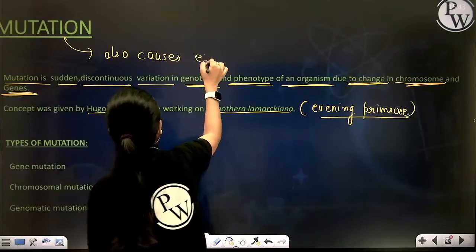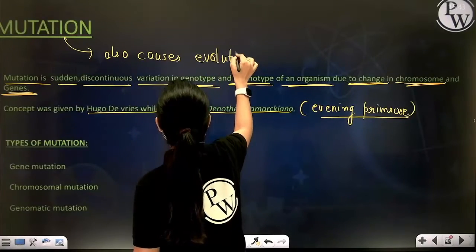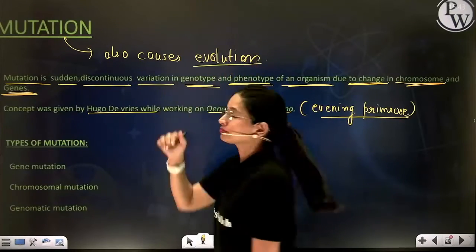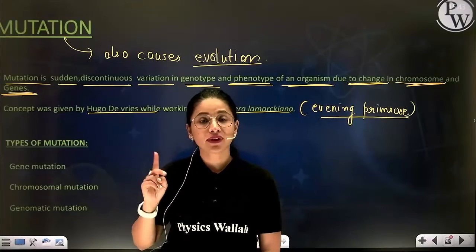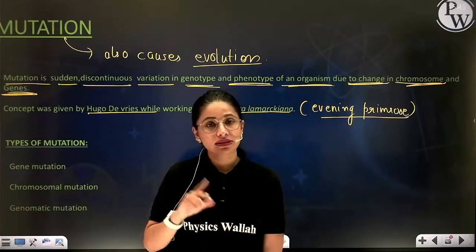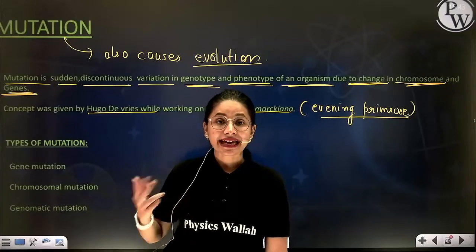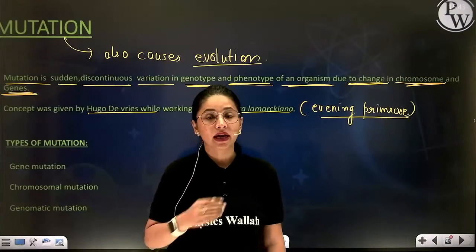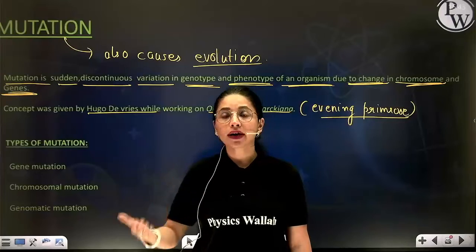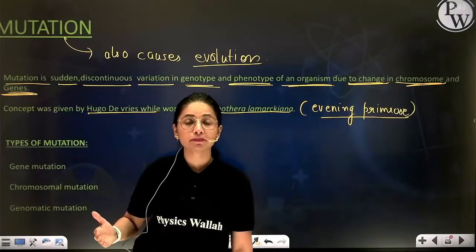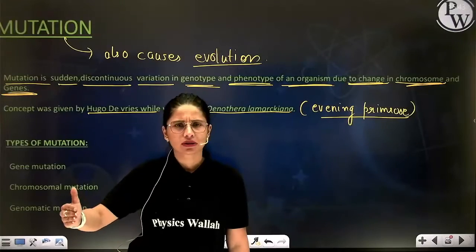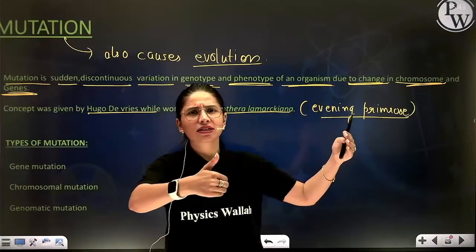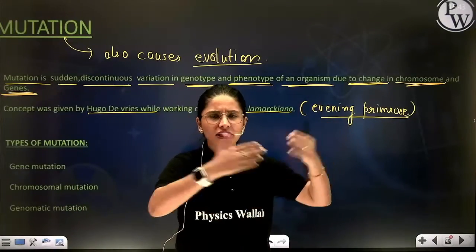Now beta, mutations also cause variation and thus help in evolution. There are two reasons for variations. One, sexual reproduction. Second is mutation. Beta, variation or evolution due to sexual reproduction is very predictable. It is a very slow process, like in 20 generations a change will appear.